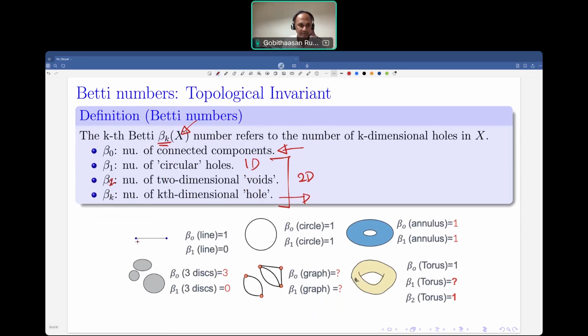For example, you have a line. A line has just one component, so Betti 0 is 1. The line has no one-dimensional holes, so Betti 1 is 0. Whereas if you take three filled disks, in topology we call this a disk because there is no hole. If there is a hole, then we call it an annulus. This is an annulus, whereas this is three disks.